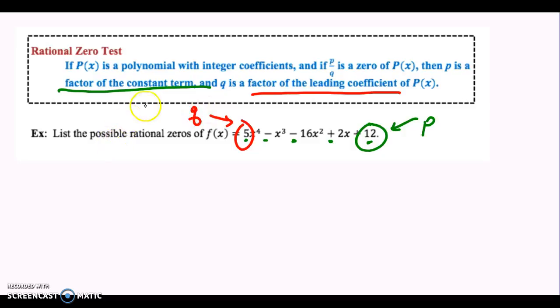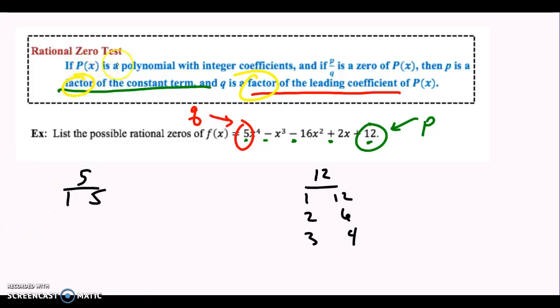Now, it says the words factor twice. Factor, factor. So here's what we're going to do. We're going to list out the factors of 12 first because it started with p first for some reason. The factors of 12 are 1 and 12, 2 and 6, and 3 and 4. I'm going to repeat the same thing for q over here. The factors of the number 5 will just be 1 and 5.